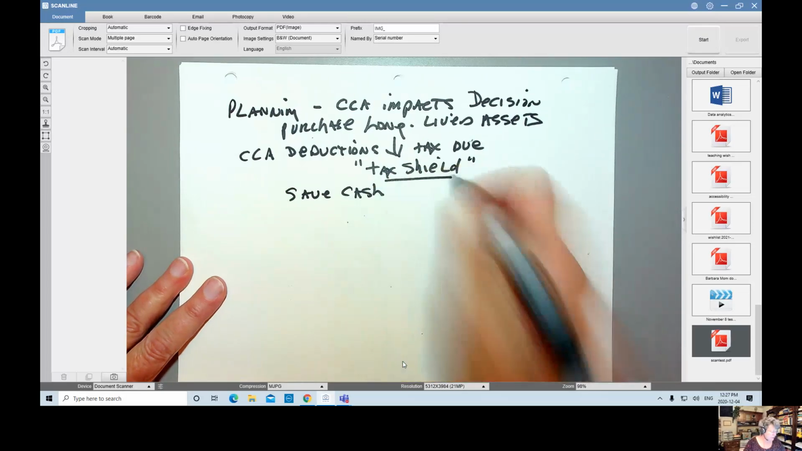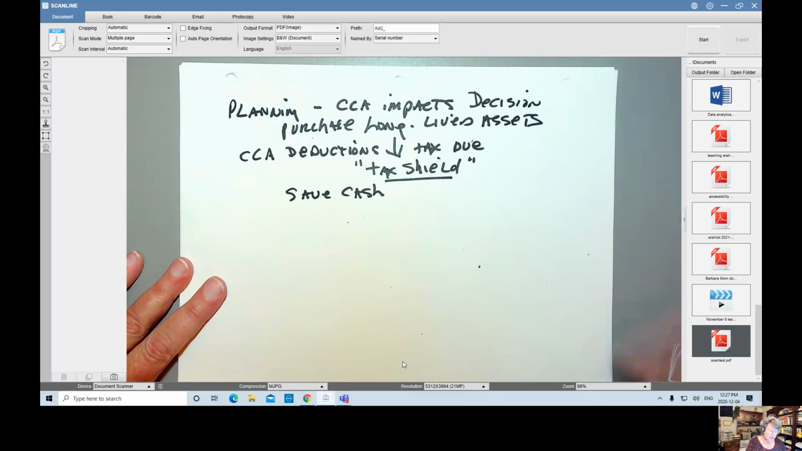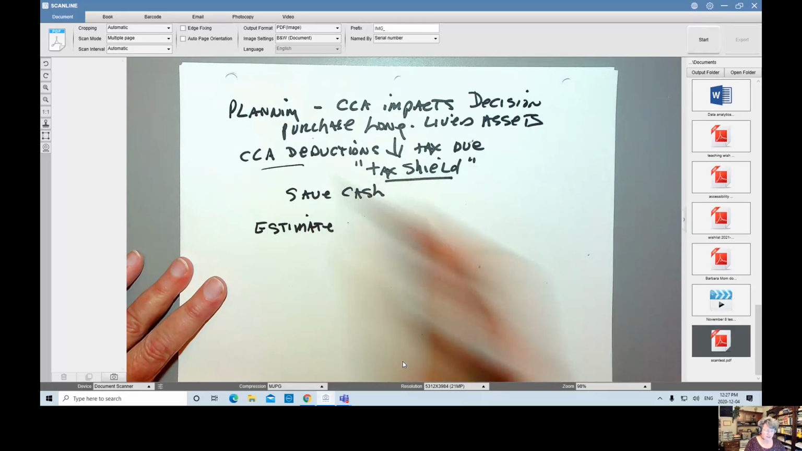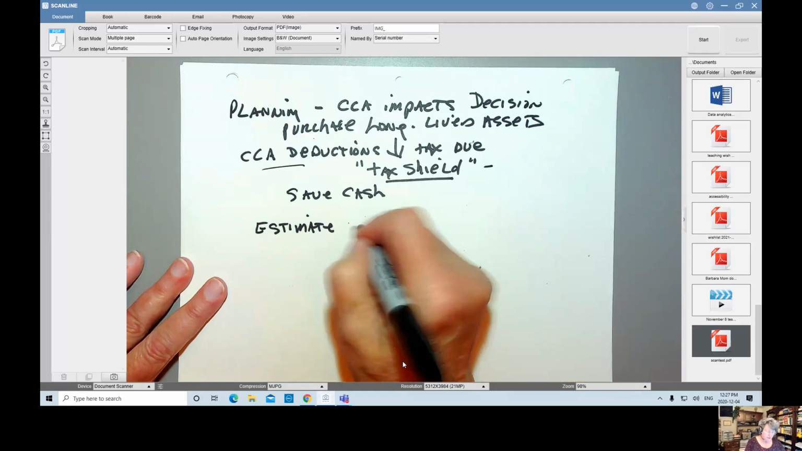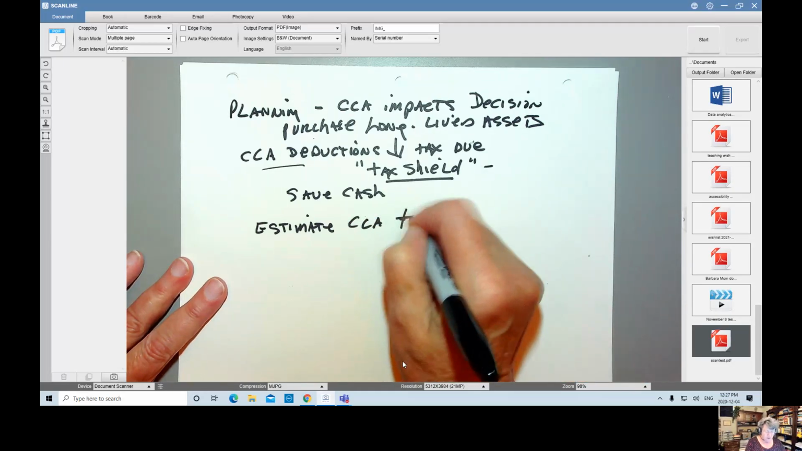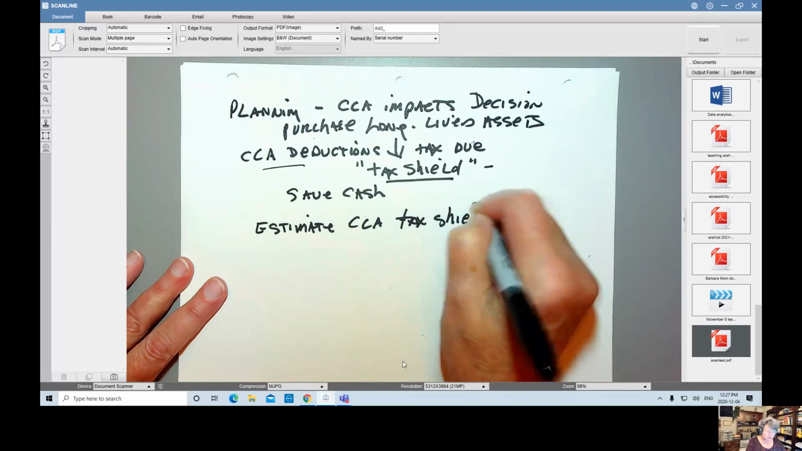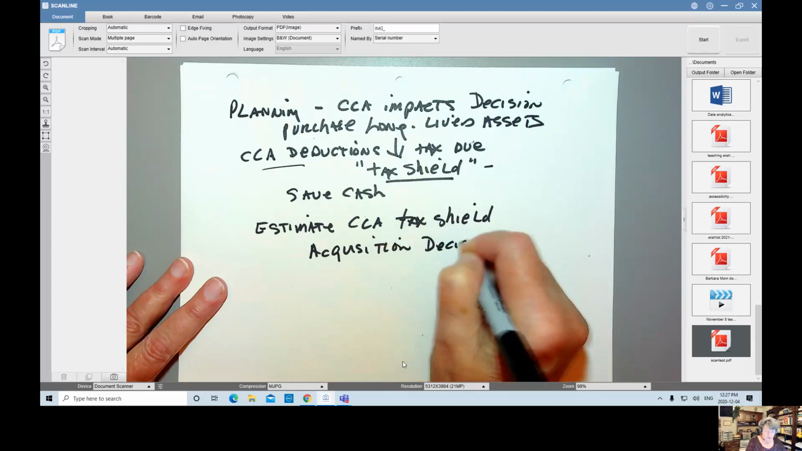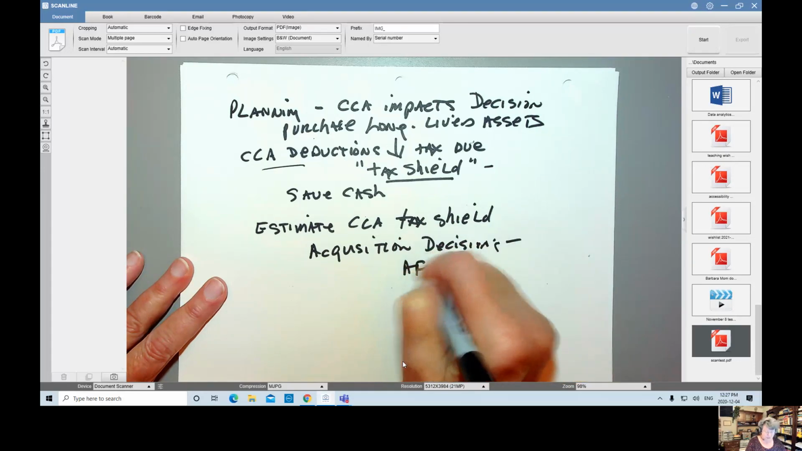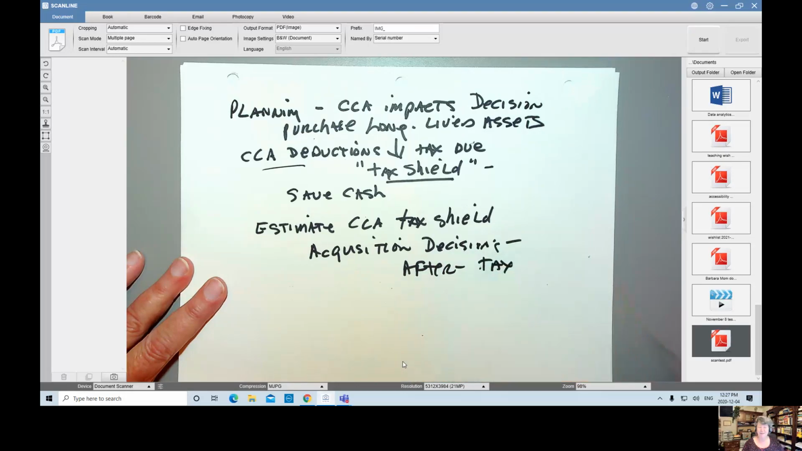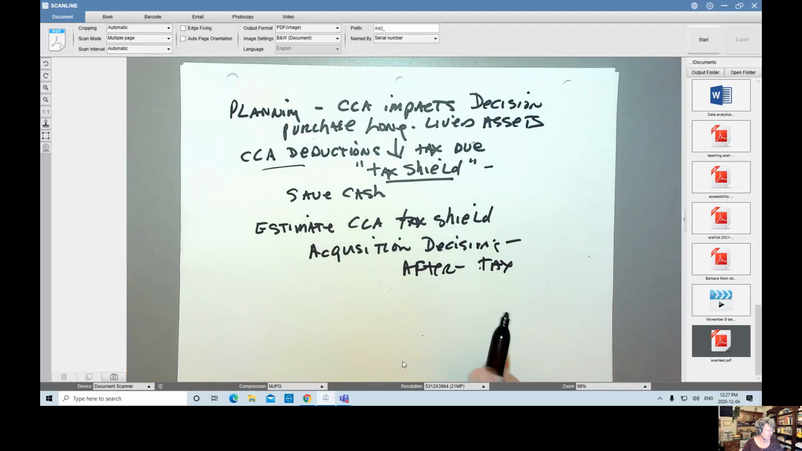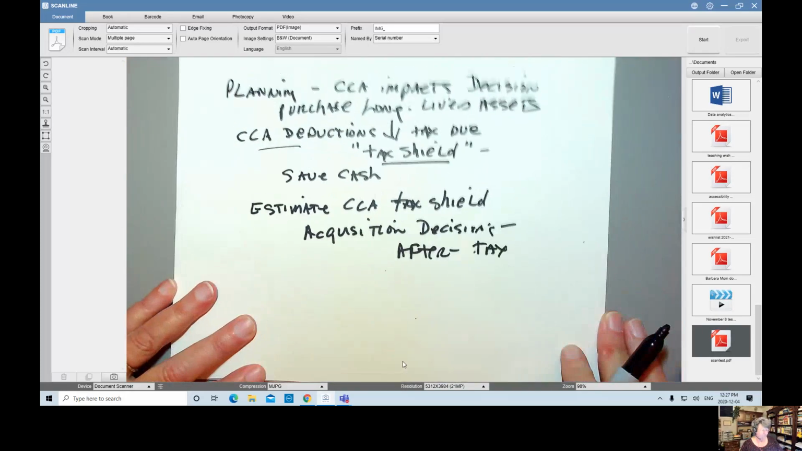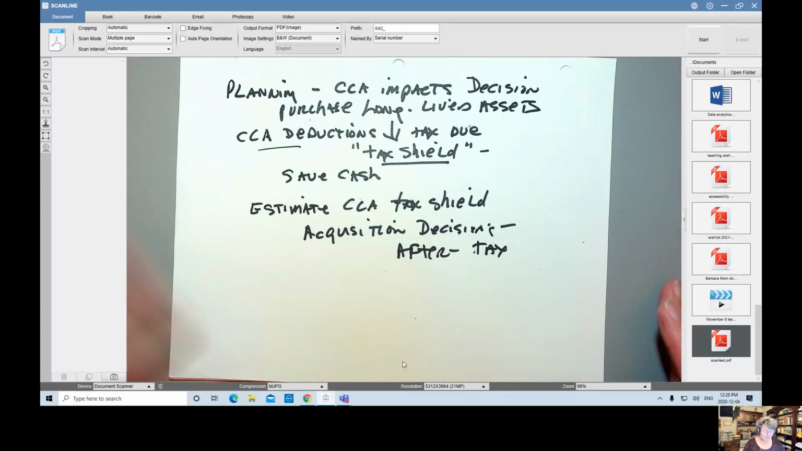So we want to be able to, when we make our decisions, have an estimate of that tax savings that we're going to have, that tax shield, so that when we make our acquisition decisions, they're done on an after-tax basis. Remember I said way back when, everything has to be after tax. So the formula is on the slides, the formula is in your textbook, that you apply. It's a formula of the estimate.